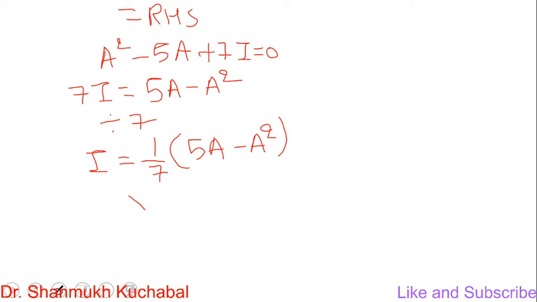So further, now we want the value of A inverse. So throughout this equation we will multiply by A inverse. So A inverse into I, we get A inverse. Then 1 by 7 is as it is.